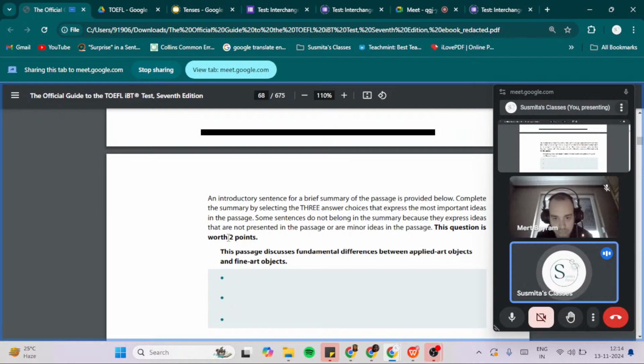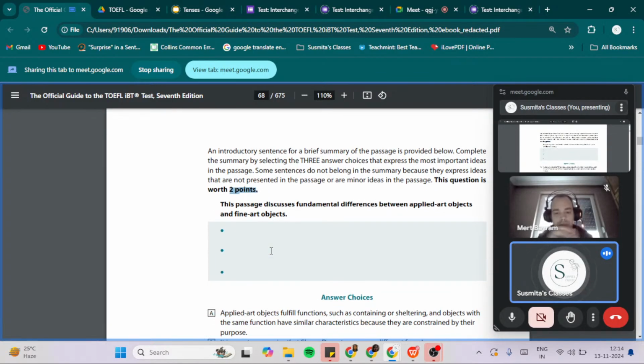Now, this question is worth 2 points. All the previous questions are worth 1 point. Only this question is worth 2 points. Now, the thing that you have to remember over here is, if you select all three correctly, then you get the whole 2 points. If you select only two correct answers, then you get 1 point. But if you select only one correct option and two are incorrect, then you get 0.